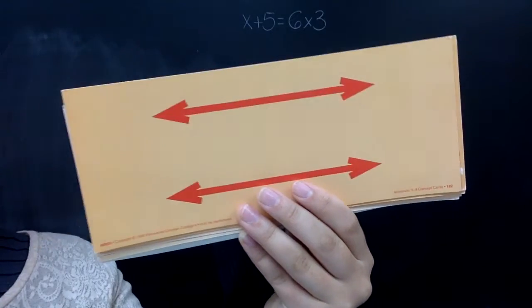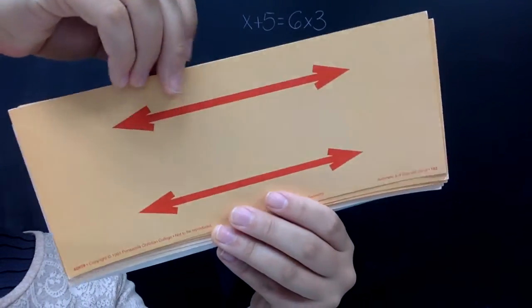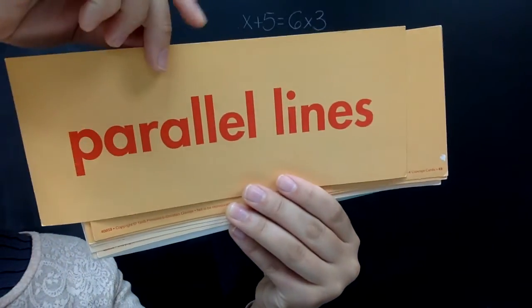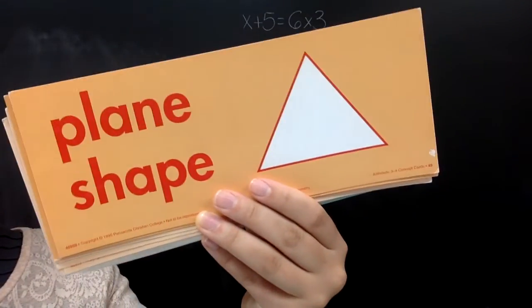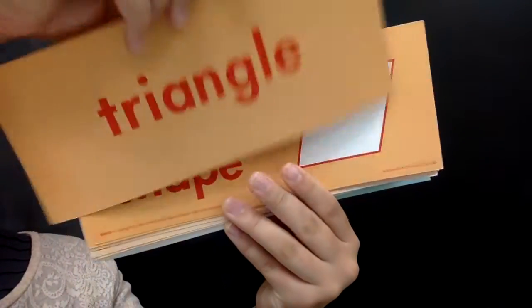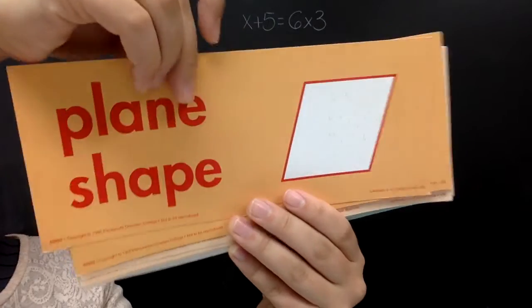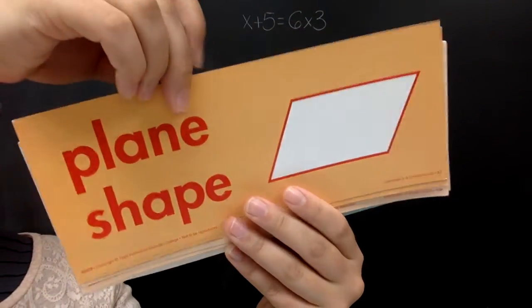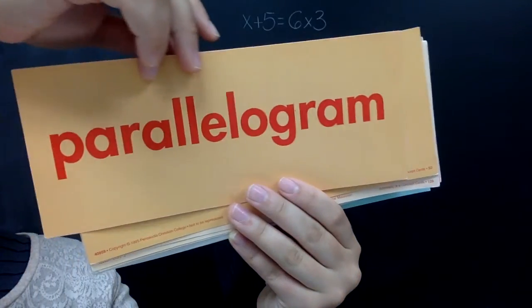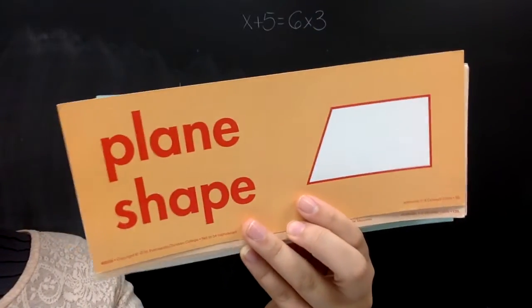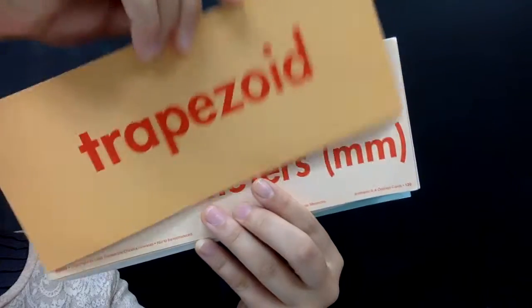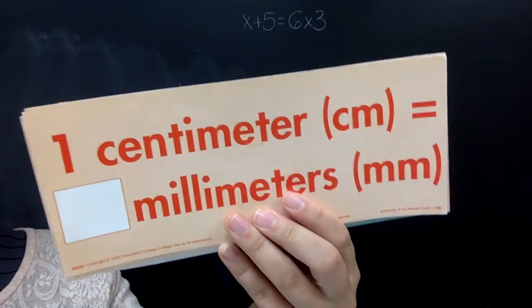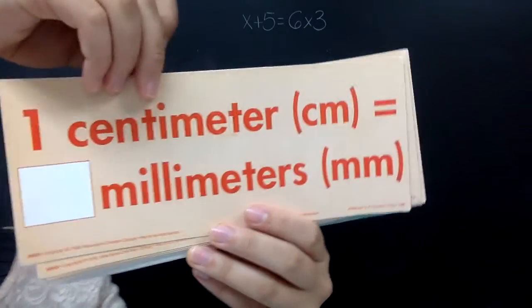perpendicular lines, parallel lines, triangle, rhombus, parallelogram, trapezoid. 1 centimeter equals how many millimeters?